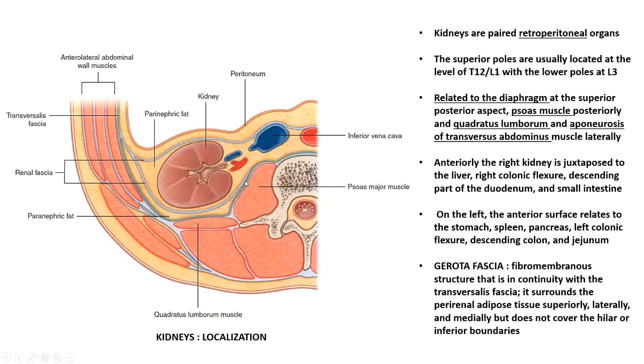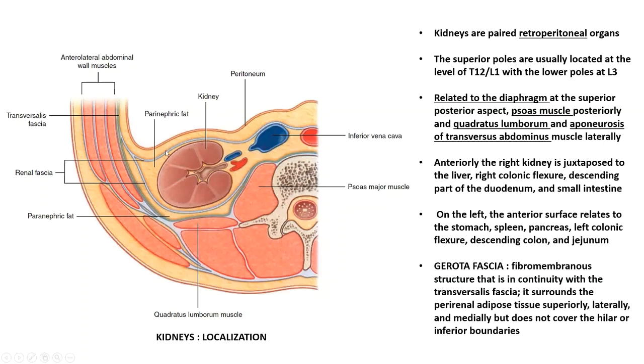When it comes to the orientation of the kidney, towards the posterior superior aspect we have the diaphragm. Posteriorly, we have the psoas major muscle and also the quadratus lumborum and the aponeurosis of the transversus abdominis, which joins it laterally. Anteriorly, depending upon whether it's the right or the left, you have relation to the liver, right colonic flexure, the descending part of the duodenum, and towards the left, you have the relation to the stomach, spleen, pancreas, left colonic flexure, etc.